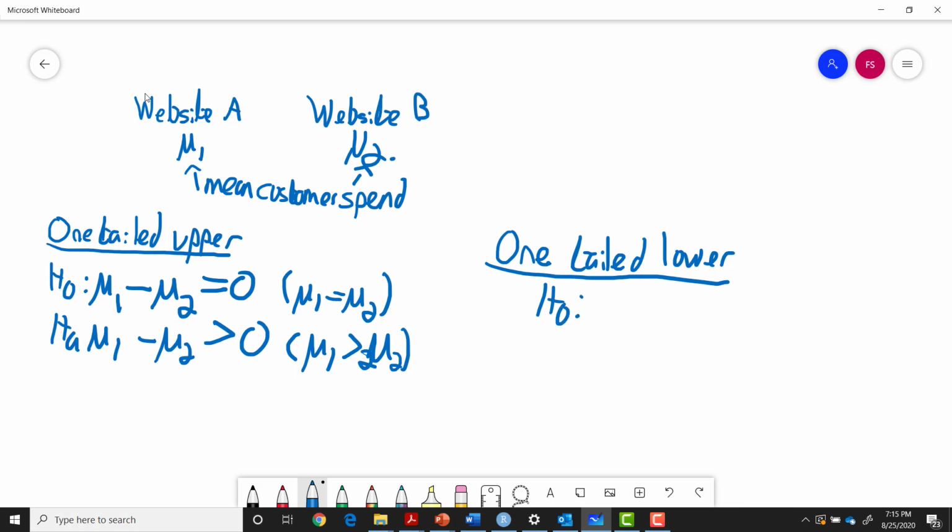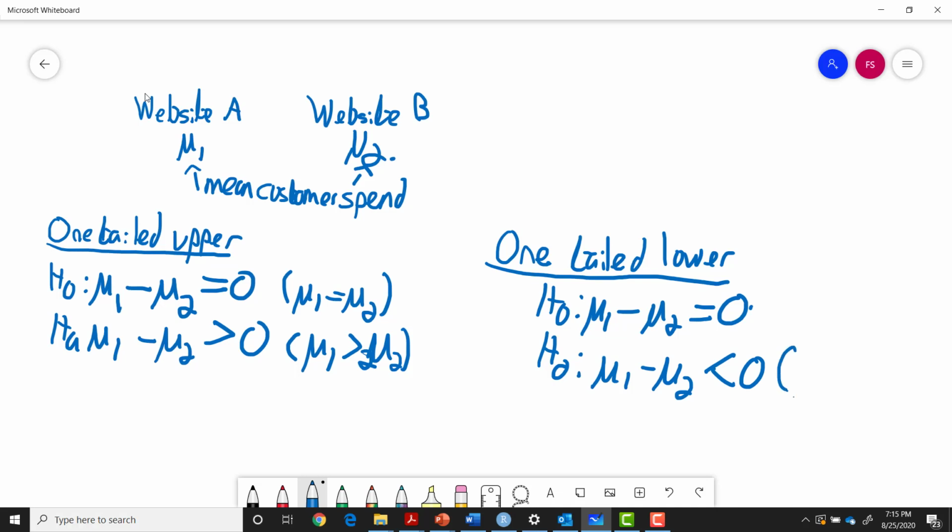And here, the null hypothesis is always the same. We're just basically seeing if these guys are equal. But now we're going to say mu1 minus mu2 is less than 0. Now, what does that mean? Well, we put the mu2 to the other side, website B, and we're going to say that mu1 is less than mu2. So we're trying to show that mu1 is less than mu2.